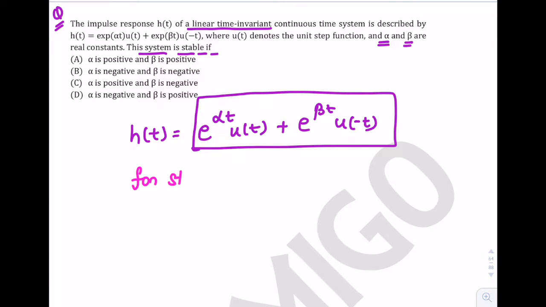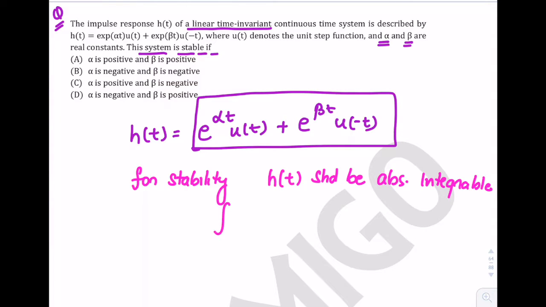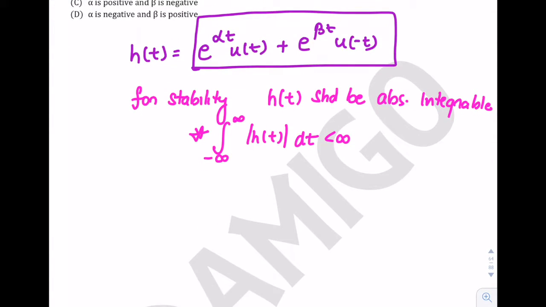h(t) should be absolutely integrable. That is, the integral from minus infinity to infinity of mod of h(t) dt should be less than infinity. So if I break h(t) into two parts, the first part is e to the power alpha t u(t), and the second part is e to the power beta t u(-t).